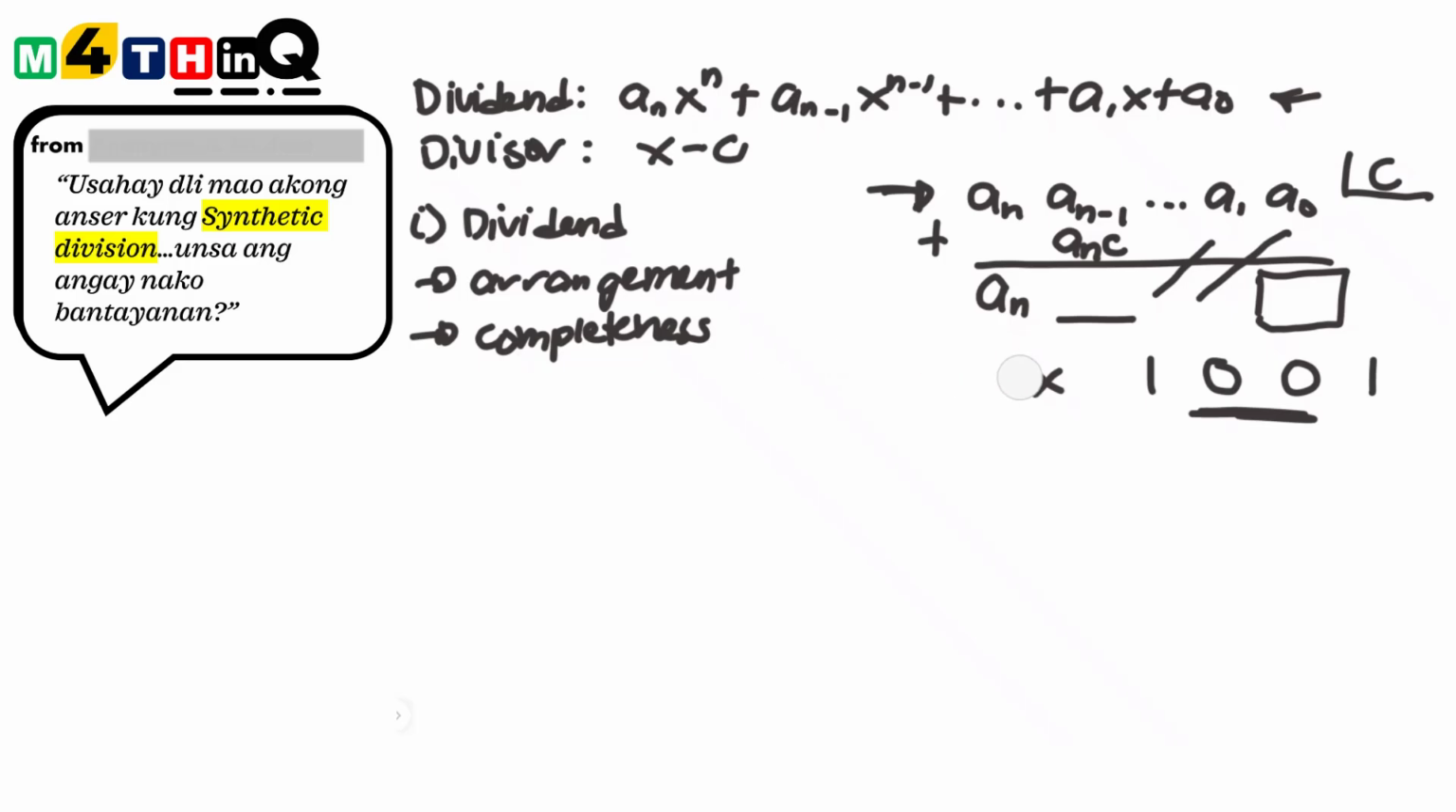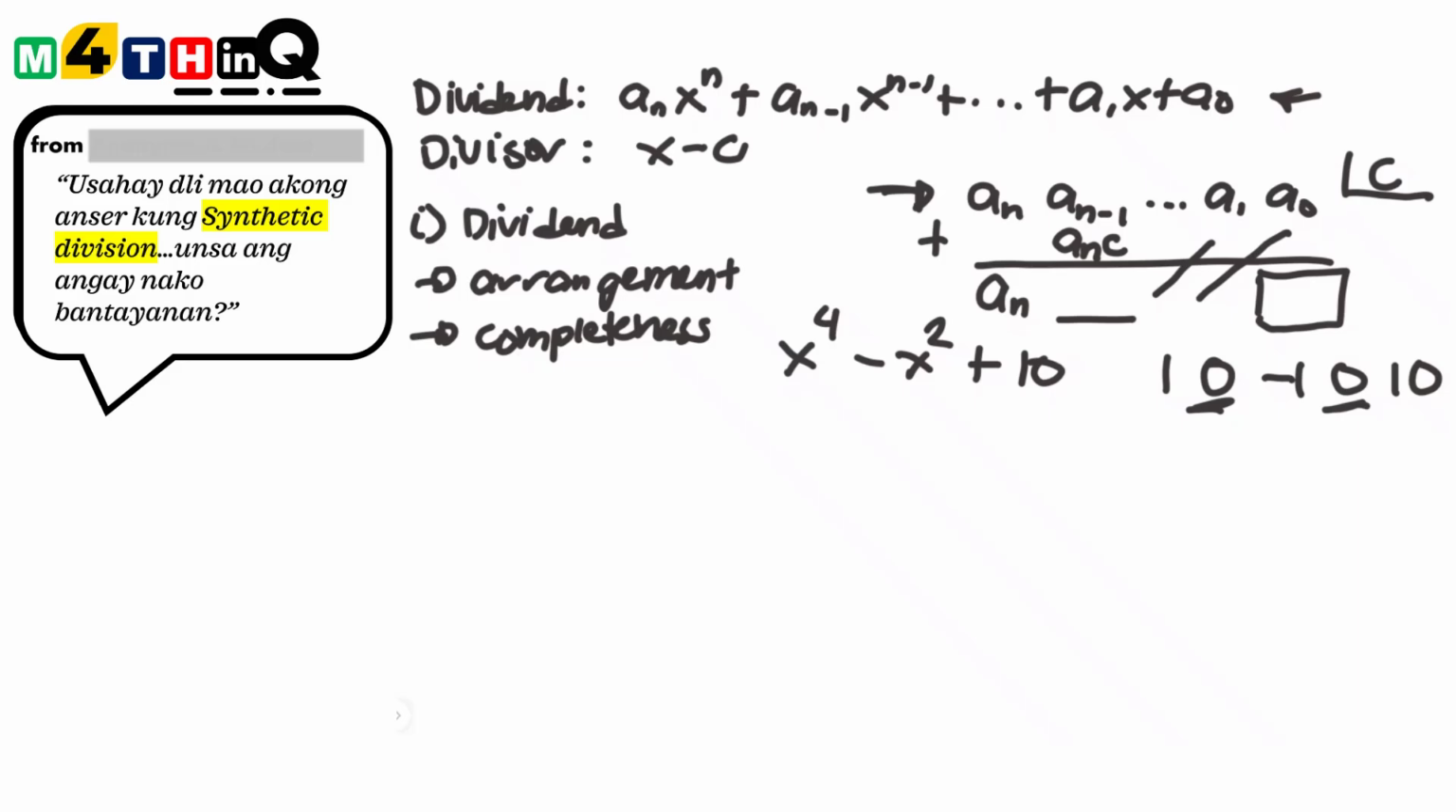Say, for example, you also have another example here. Let's say x to the power of 4 minus x squared plus 10. So for x to the power of 4, you have 1. For your x cubed, you don't have x cubed. Your x squared has negative 1. You don't have x, and your constant is 10. So if there are missing terms, supply zeros in the process of your synthetic division to correspond with their placement. Again, this follows after the correct arrangement of your terms.